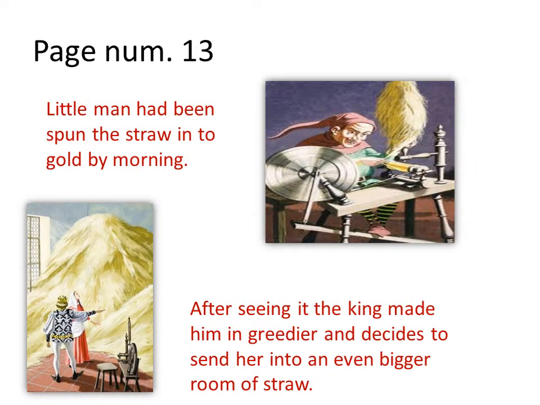So in page number 13, you can see a picture of the little man who is spinning the straw into gold. This little man had spun the straw into gold by morning. After seeing it, the king became greedier. Now he was a little bit greedy.